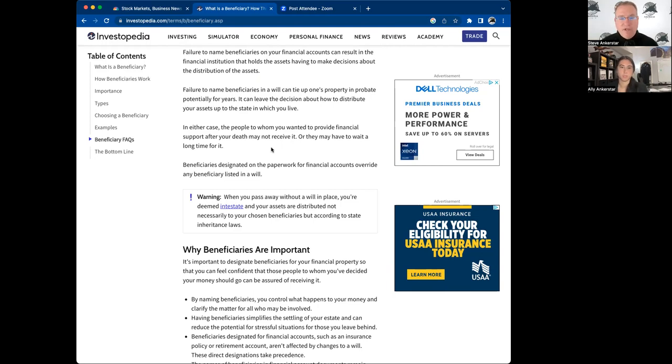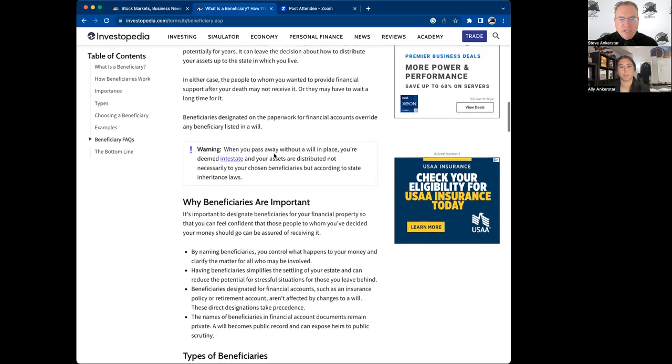You can do it cheaply online. It's a do-it-yourself sort of thing. You can do it that way or use a lawyer. It's going to cost you a little bit, but at least at that point, you know that your assets are going to be distributed in accordance with your desires.